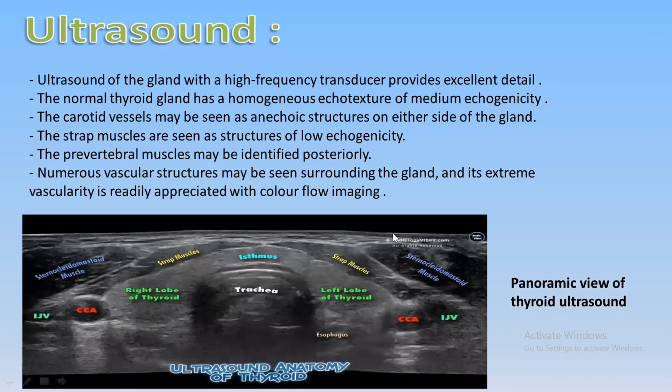This is a panoramic view of the thyroid gland ultrasound, in which you can see the right lobe of the thyroid, left lobe of the thyroid, between them the isthmus, and posterior to it is the trachea and the esophagus. These are the neck vessels, and these are the strap muscles and sternocleidomastoid.